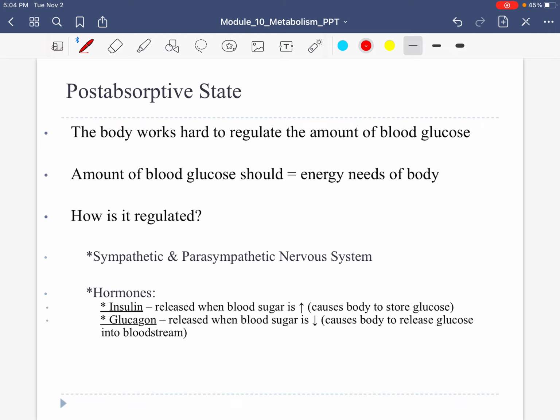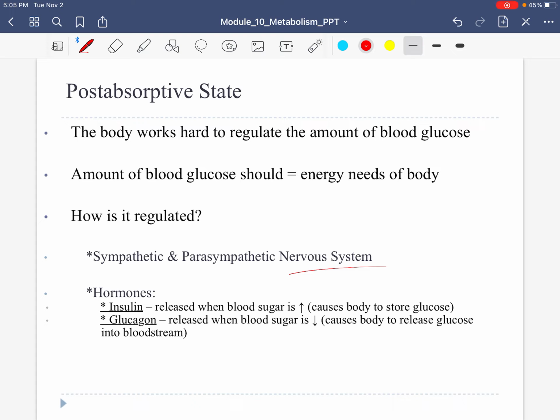All right. I mentioned that these states, absorptive and post-absorptive, are carried out by hormones and the nervous system. So I mentioned the nervous system, fine, don't worry about it. But I do want to mention some specific hormones related to hunger and metabolism.